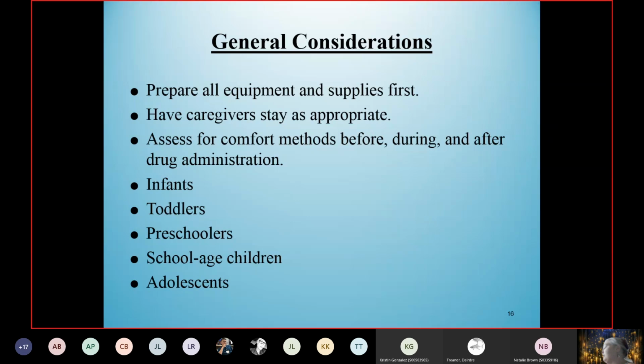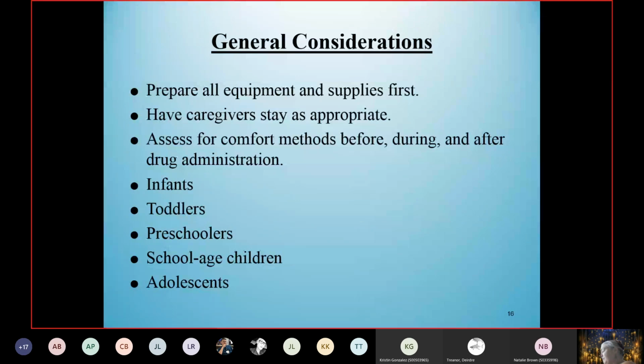General consideration, make sure you have all your equipment prepared. Infants, you want to maintain safe, secure positioning. So the parent might be holding them, especially if you're doing a procedure like an injection, make sure you're swift with it. And then allow self-comforting. If they need a pacifier, sucking their thumb, self-movement, whatever they need.